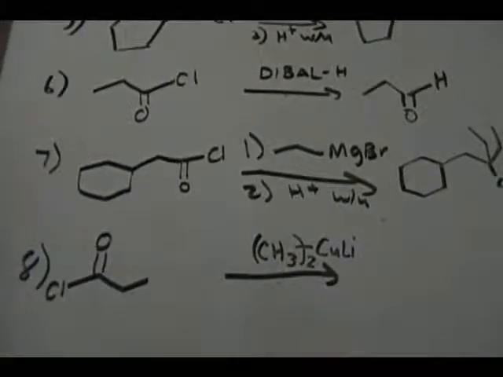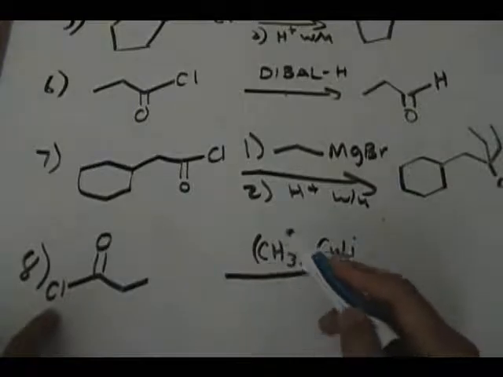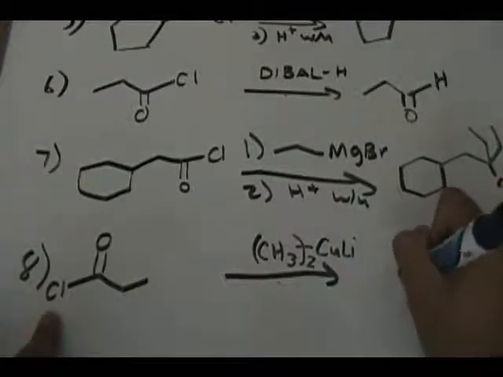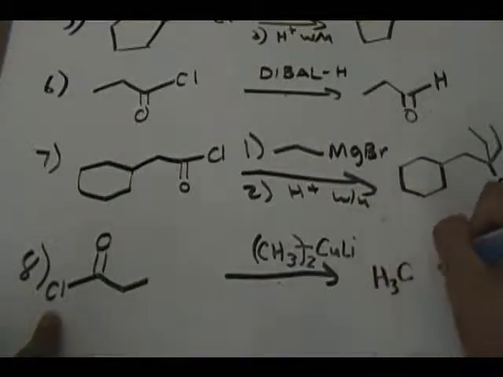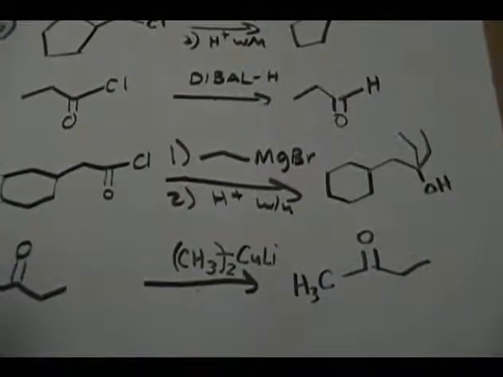The final reaction, reaction 8, is an acid chloride with your Gilman reagent. Replace the chlorine with the group inside, which is a methyl group, and you get your product, CH3, and there you have it. There's your product. And that's all there is to it, okay?